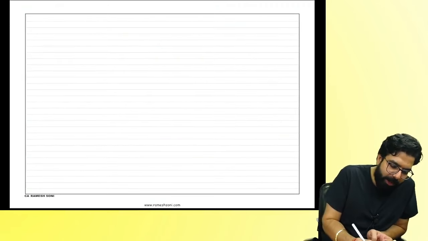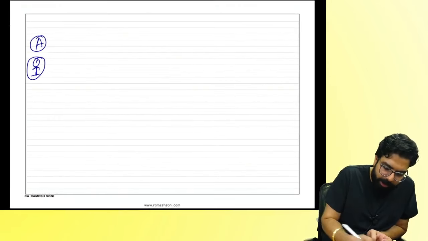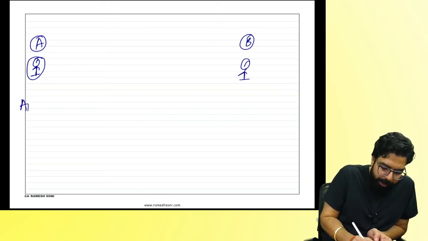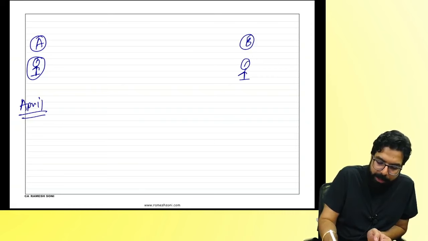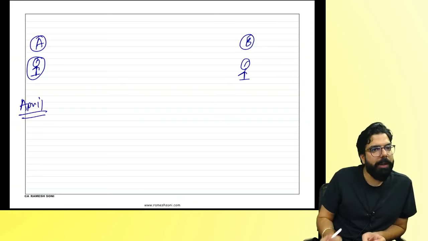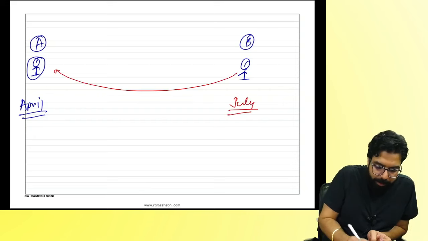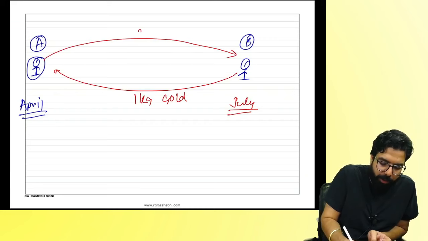For an example, this is A over here, and this is B over here. Today is the month of April. In the month of April, A contracted with B and told B that in the month of July, you give me 1 kg gold, and I will go ahead and give you 25 lakh rupees.